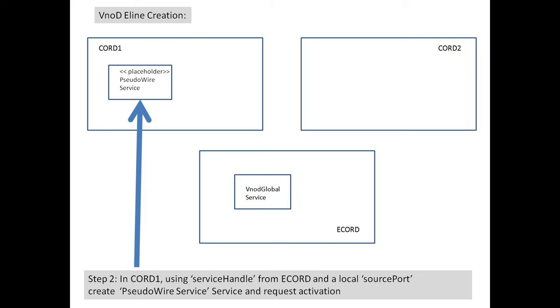And what we're going to do with that is give it a service handle. It takes two things, a service handle, that global service handle that we generated at the eCord level, so we need to use that service handle. And then we're going to also provide it a local source port. This is the source port where the traffic is going to be originating, and that could be based on the customer premise equipment. What is the source port?